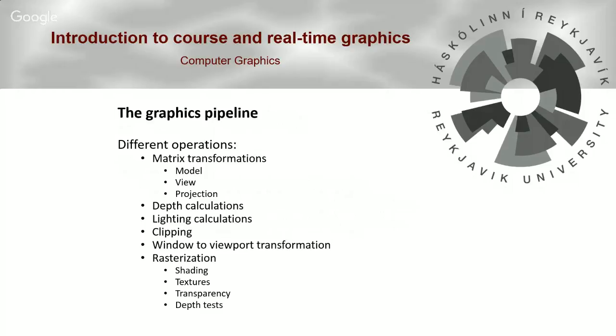We have the projection matrix, which is the perspective. That is, how is the camera? What's the lens like? And also, what are the depth calculations going to be like? Then we have depth calculations. We have lighting calculations.